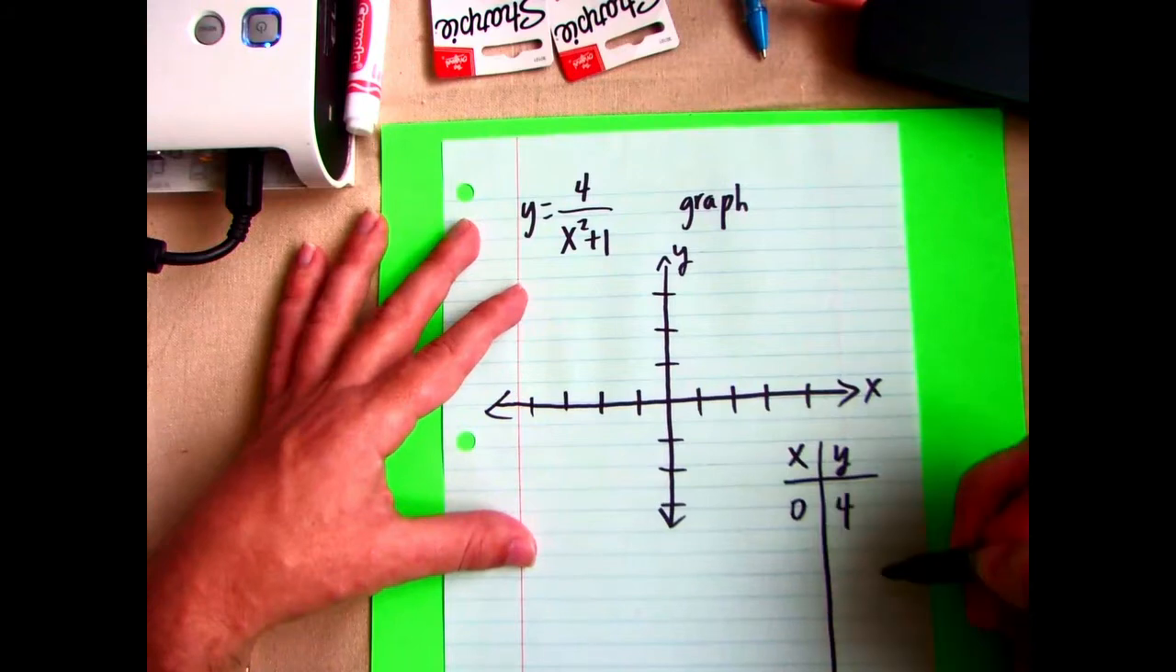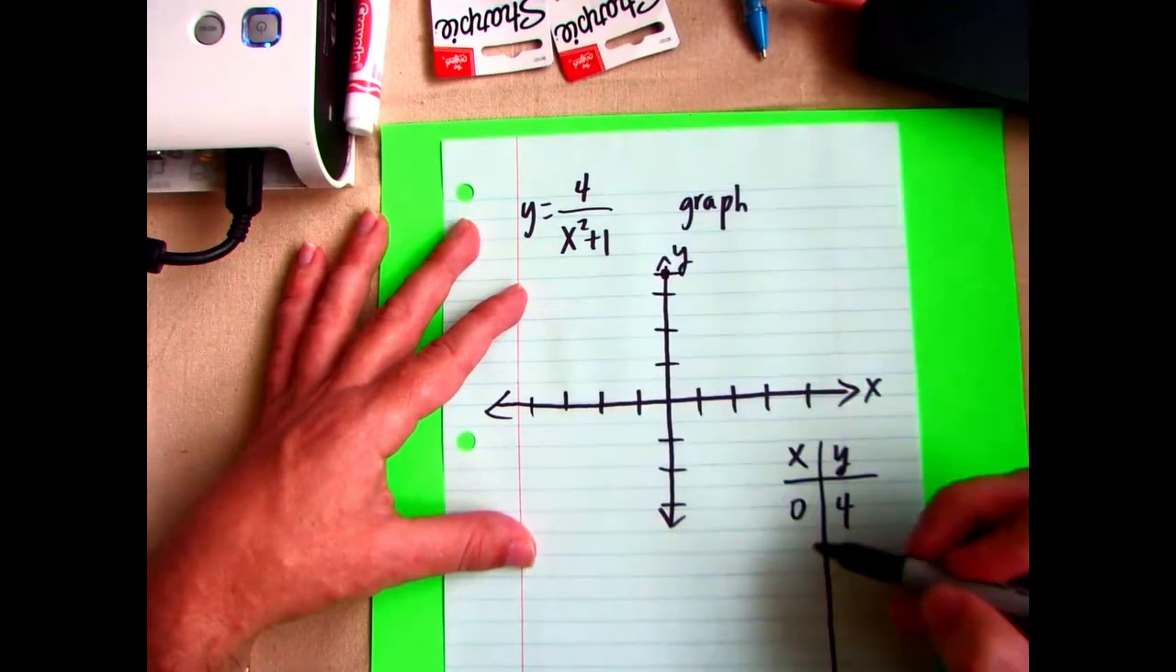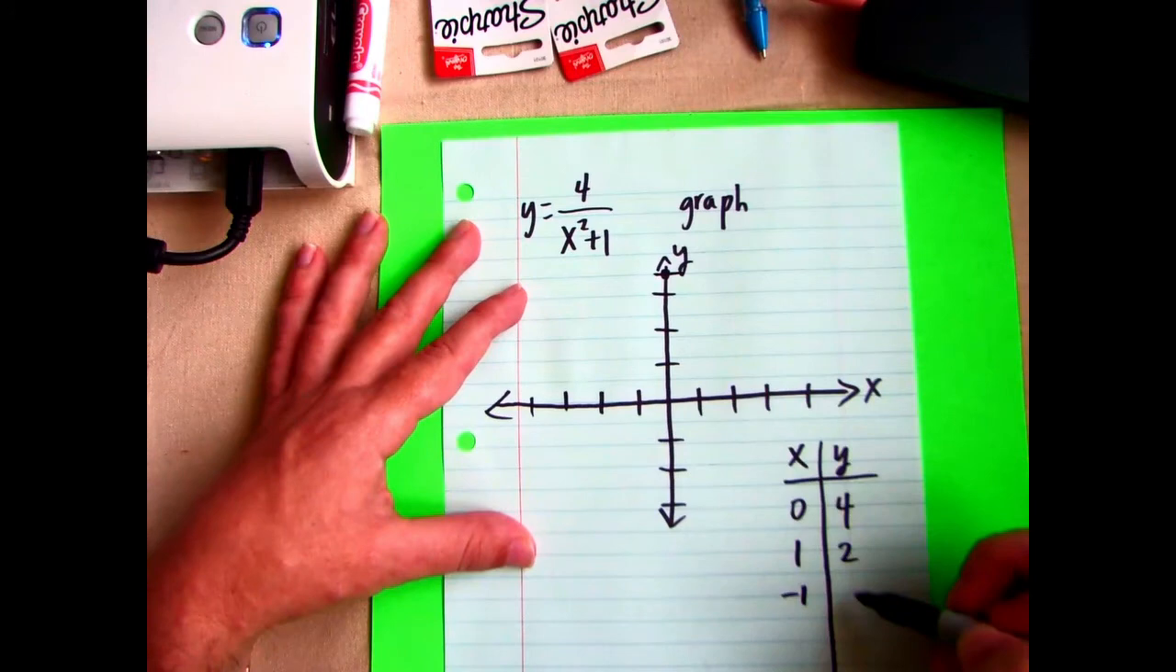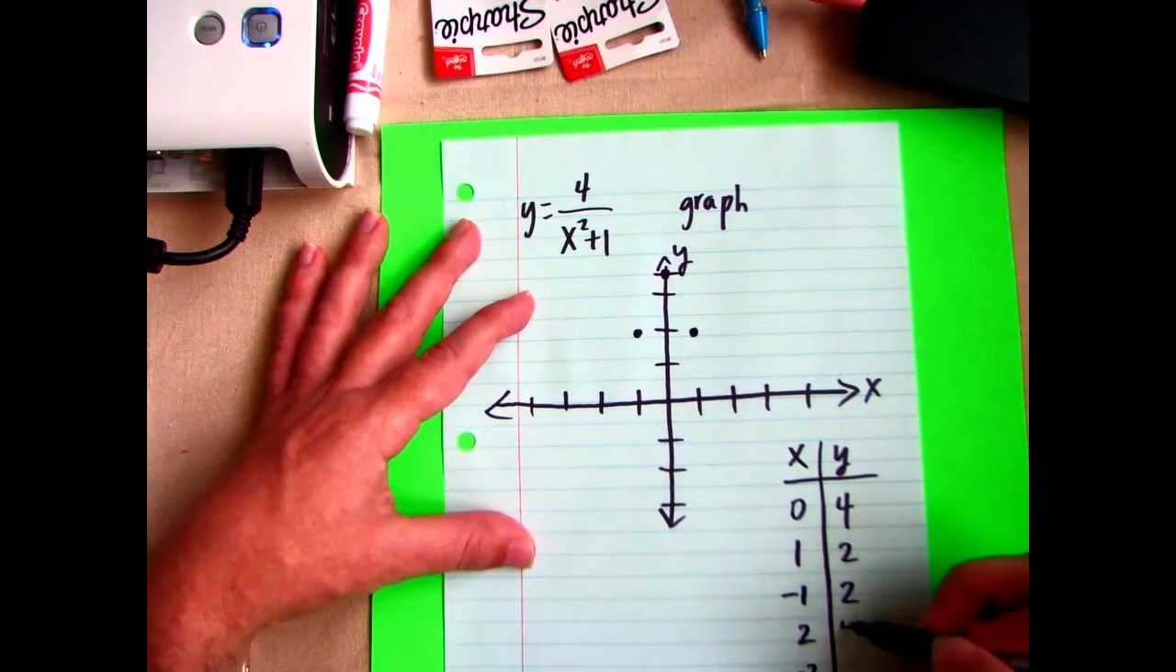Quick table of values here. When I plug in 0 for x, I get 4 for y, so I can plug in that point. When I plug in 1 for x, I get 2 for y. And for that matter, if I plug in -1 for x, I also get 2. So I can plot those 2 points as well. When I plug in 2 for x and -2 for x, I get 4/5 and 4/5.